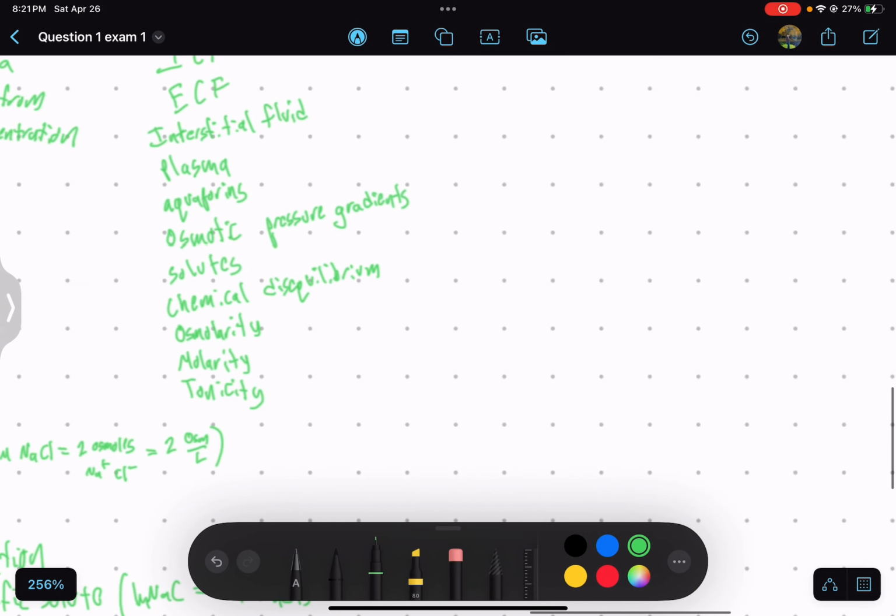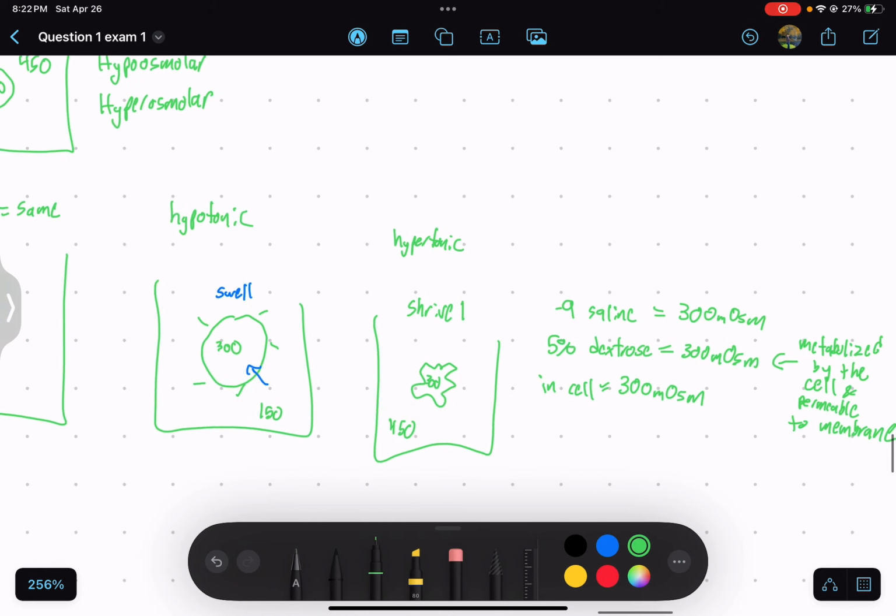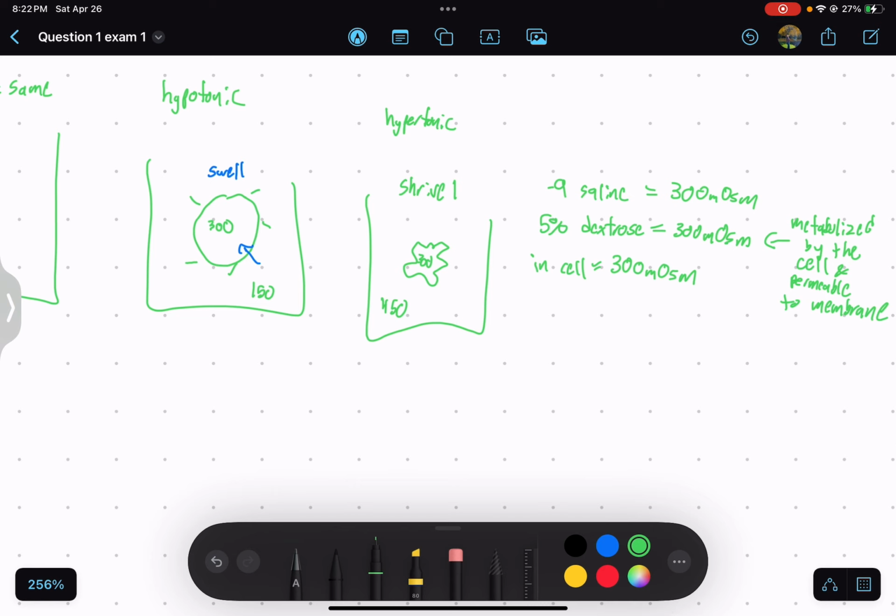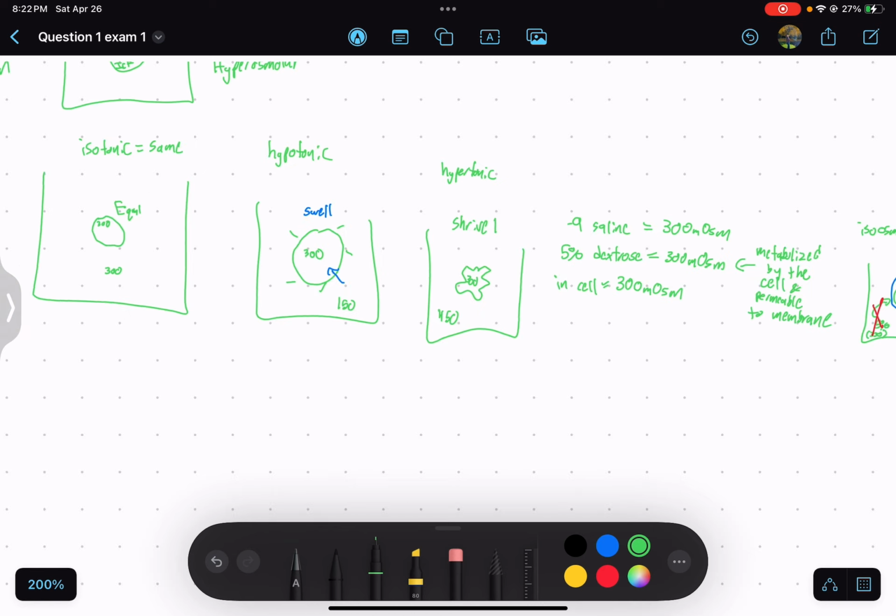And then aquaporins are what water travels through, and plasma is the major water component of the blood. And then osmotic pressure gradients are the pressure gradients created by molecules and ions, which are known as solutes. The chemical disequilibrium is the non-equal distribution of the ICF and ECF that we see.